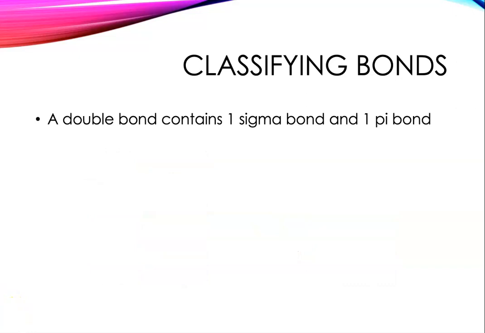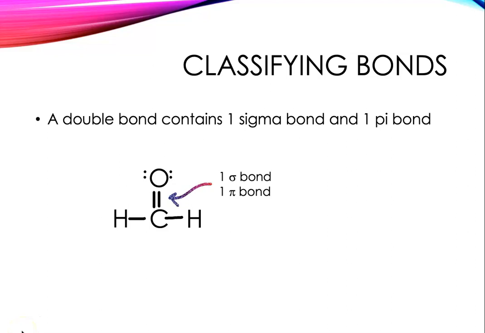For AP Chemistry students, what you need to know is that a double bond contains 1 sigma bond and 1 pi bond. So if we think about the molecule formaldehyde, the double bond between the carbon and the oxygen consists of 1 sigma bond and 1 pi bond. We don't even have to draw it, we just have to know what it is. And then we have a sigma bond between the carbon and each of the hydrogens. Total for the molecule, we have 3 sigma bonds and 1 pi bond.